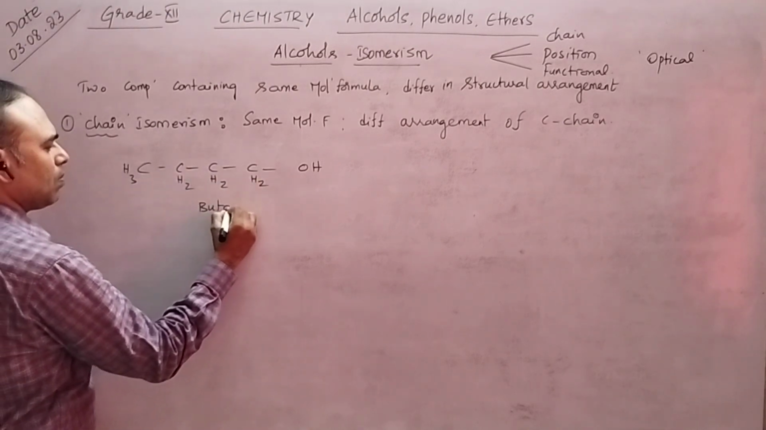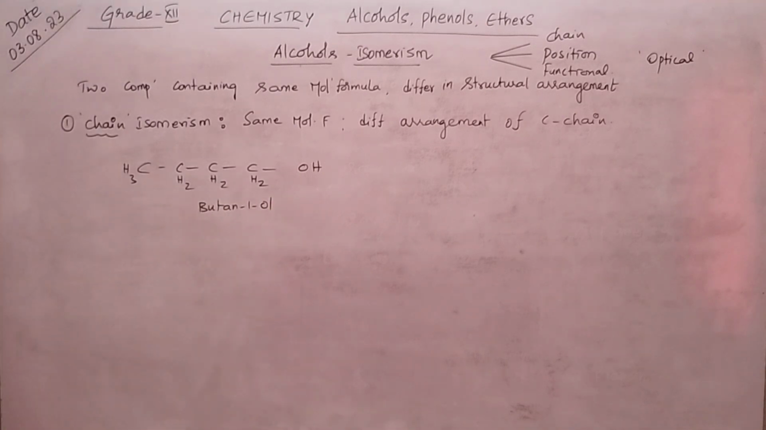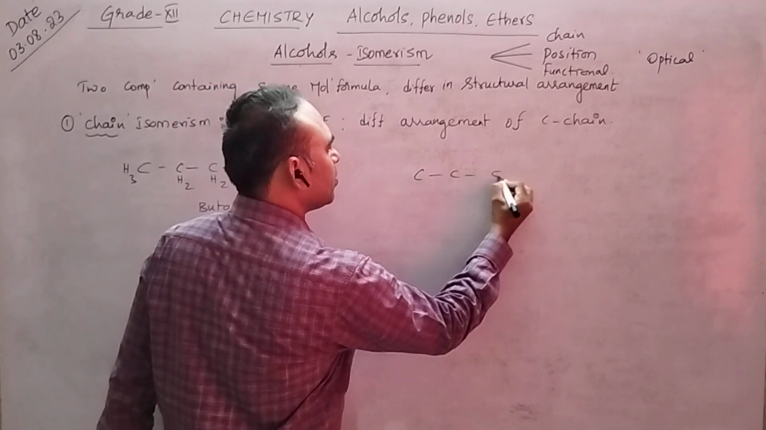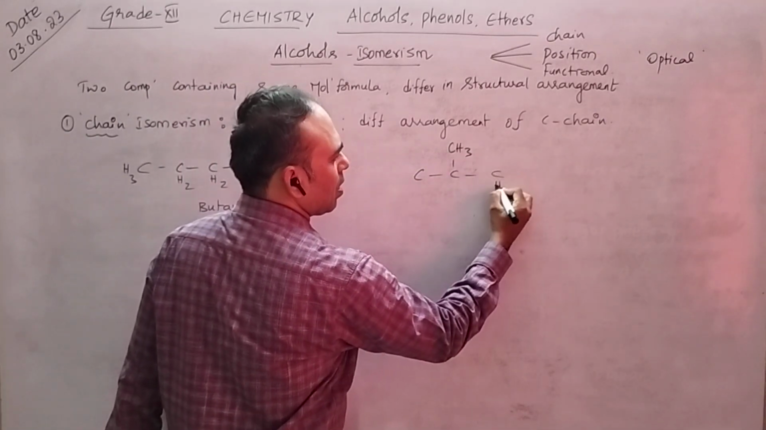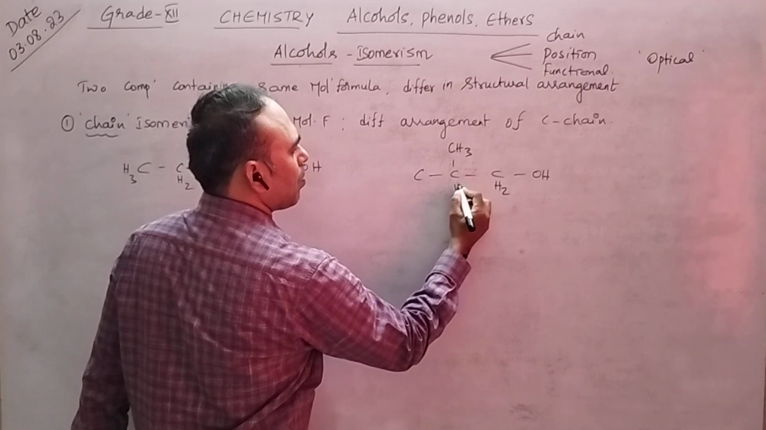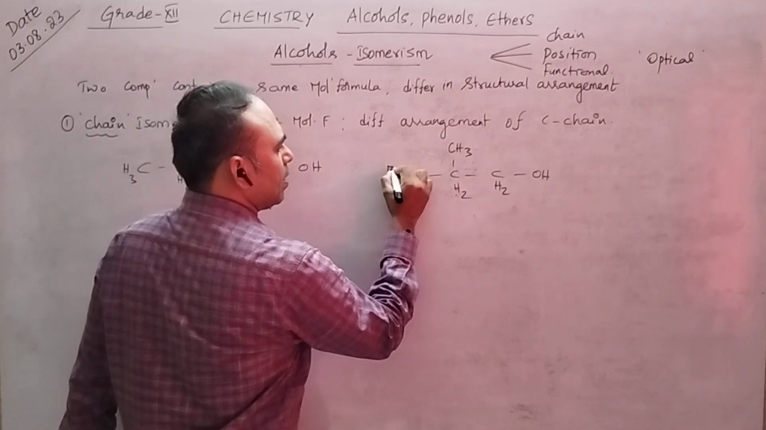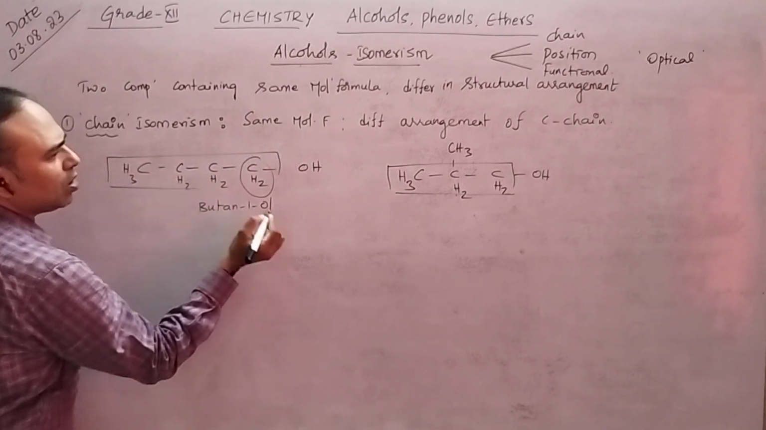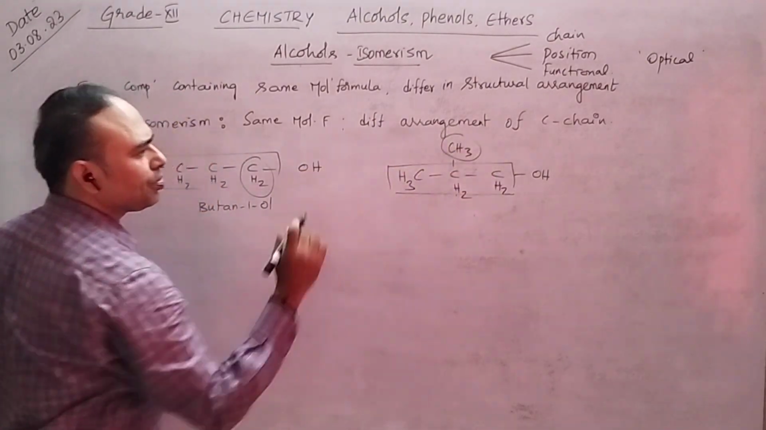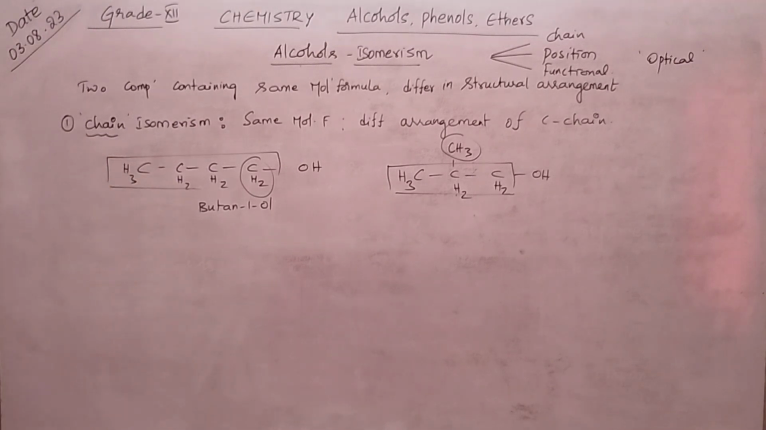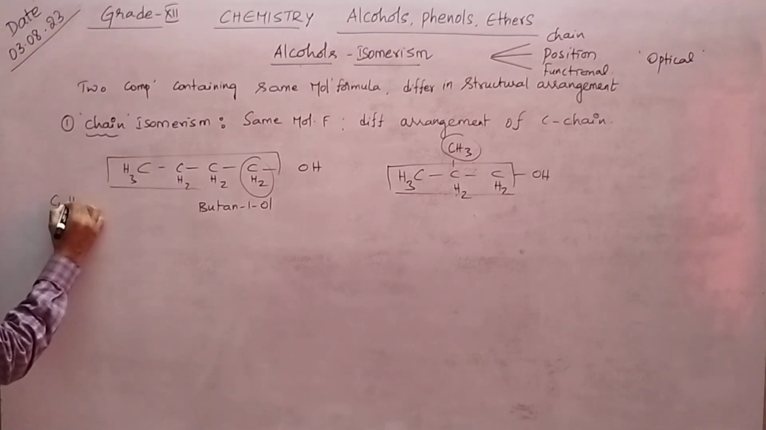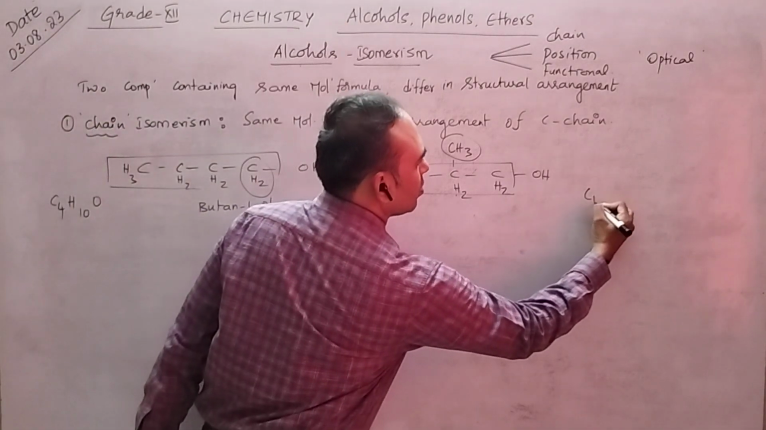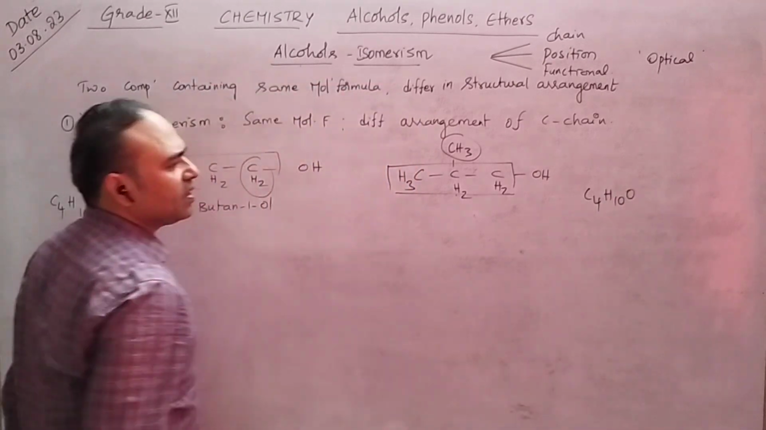butane-1-ol. So this is how you can change. One group can be changed like this. We can write CH3 here. Now what happened? We have changed the carbon chain from 4 to 3. Now this is a branch here. If you observe the molecular formula of this, it is C4H10O. Here also the molecular formula will remain the same, C4H10O.